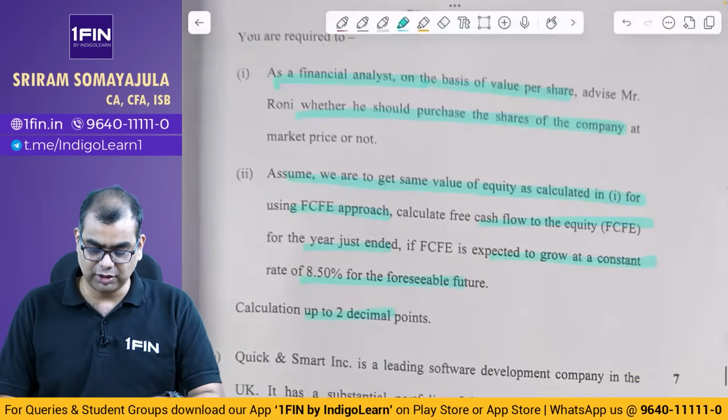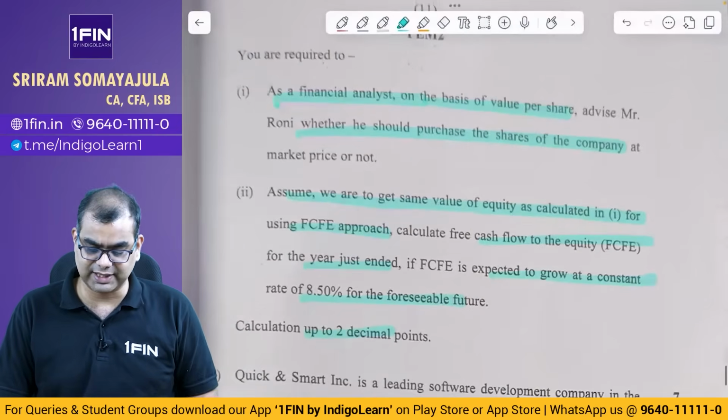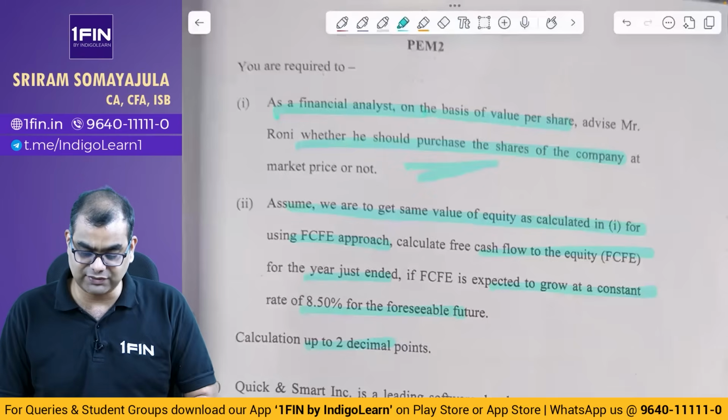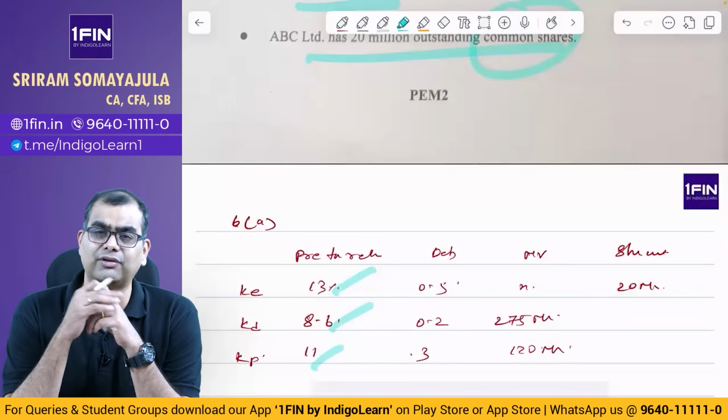Calculation up to 2 decimals. Okay. Now we'll come to the second part later. First one, what they're saying is based on FCFF, right? Whether he should purchase shares or not. Now, what is FCFF?